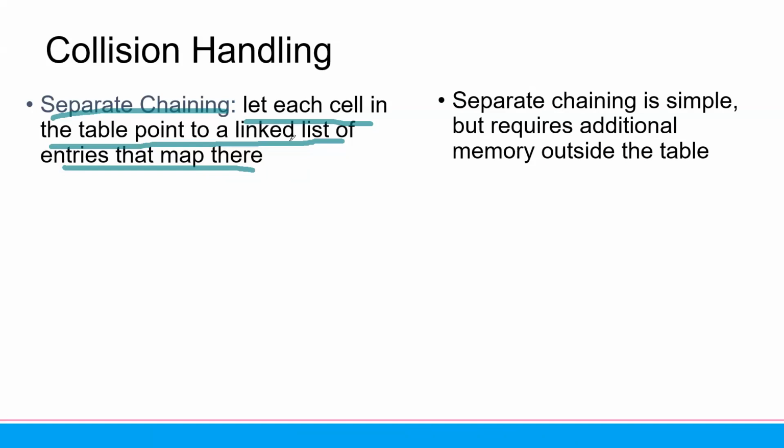We have 2 kinds of linked lists, singly linked list and doubly linked list. In the singly linked list, we have a connection with every place. Separate chaining is simple, but it requires additional memory outside the table. Okay, let's see this one.